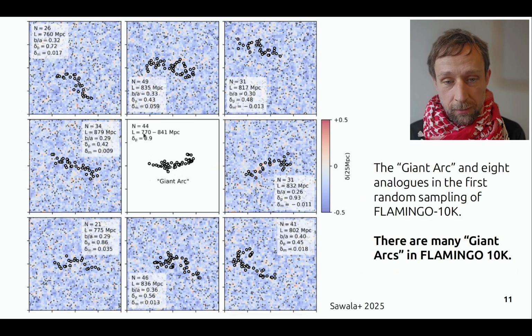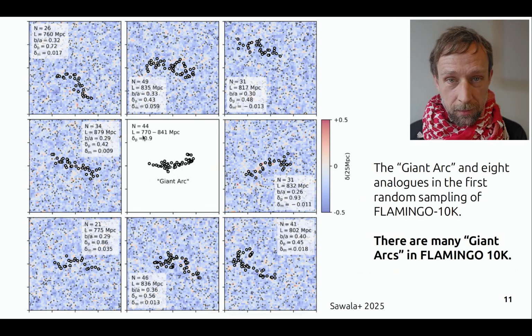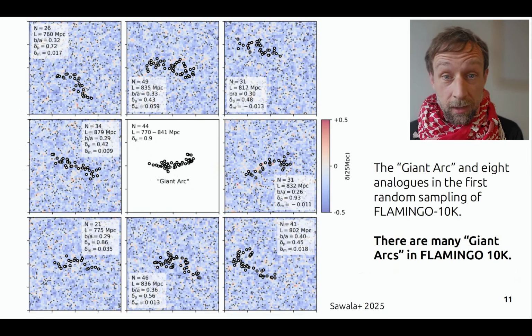You'll notice that the length of the giant arc wasn't clear to us. We couldn't get the data, so we basically just estimated it, but we only saw it in projection, so that's why there's a range of sizes. In fact, the giant arc is a little bit shorter than what we had estimated, but I'll come to that later. But then here you see basically analogs that are very similar to the giant arc. None is exactly the giant arc, but we find many giant arc-like patterns in the simulation.